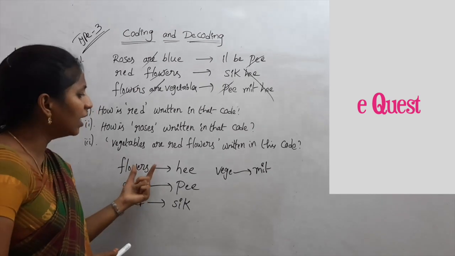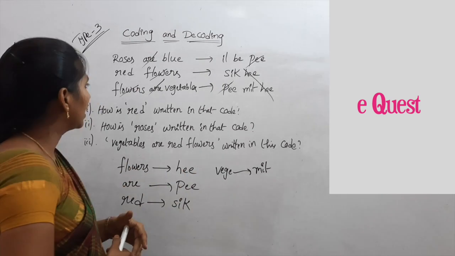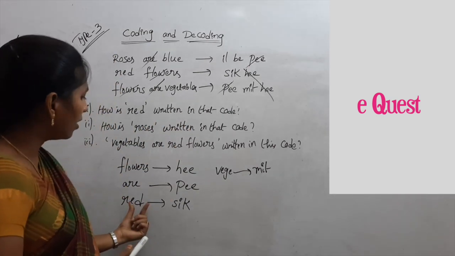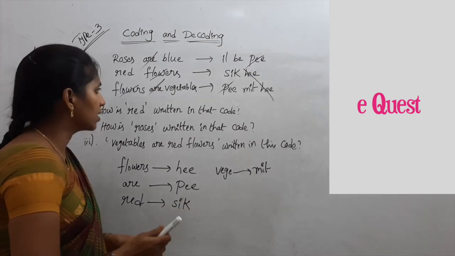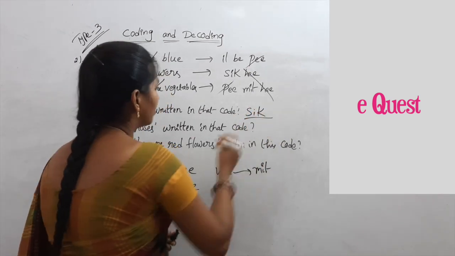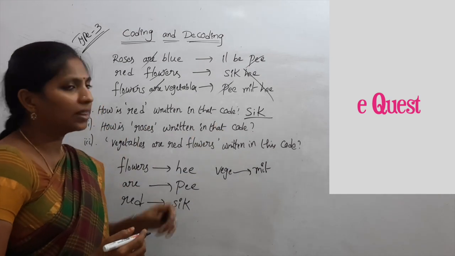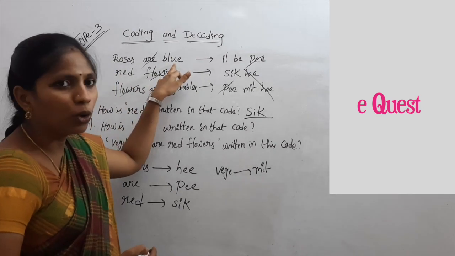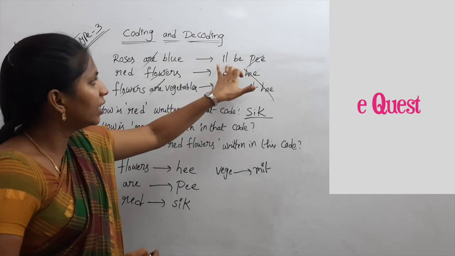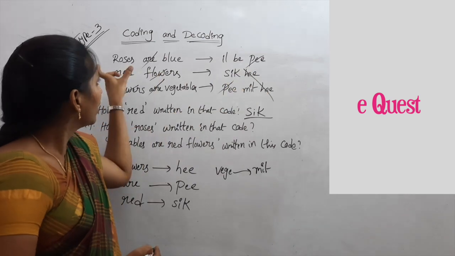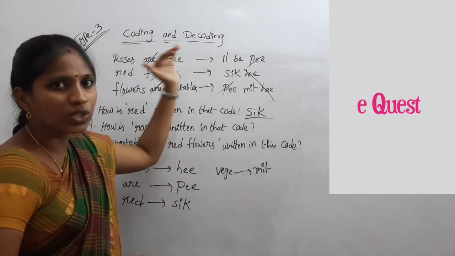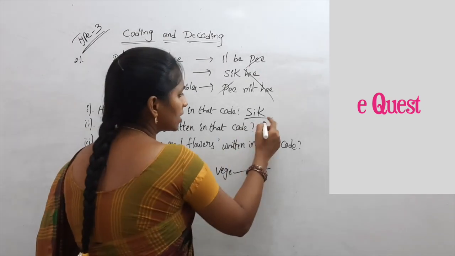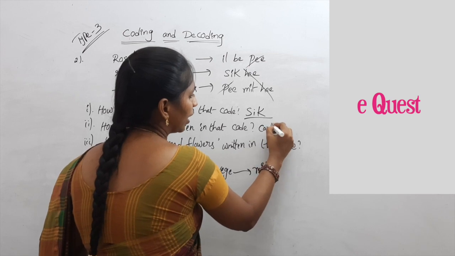Determination of words and corresponding codes is completed. Now see the first question. How is red written in that code? SIK is the answer. Next, how is roses written in that code? Roses, and the other one, blue, present in the first line. And here, L and B. We can't say which is for roses and which is for blue. So, cannot be determined. That is the answer for the second one.